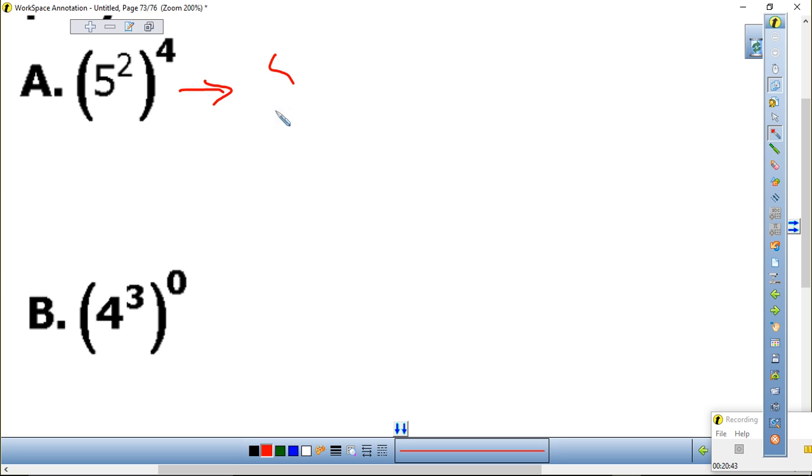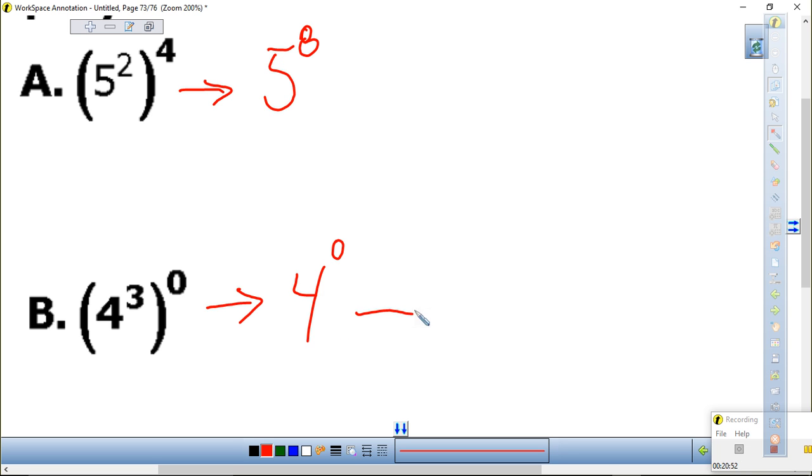A, who got 5 to the 8th? Okay, good. B, who got 4 to the 0? Good. That is wrong. Who got 1? That is correct. Remember, from now on, now that you know the rule, I want to see the simplification after. Okay? Let's do another one.